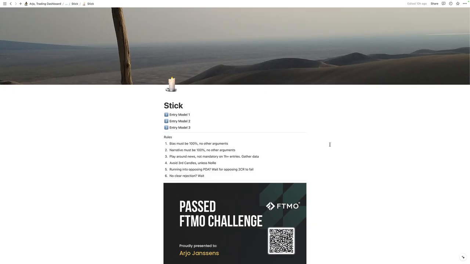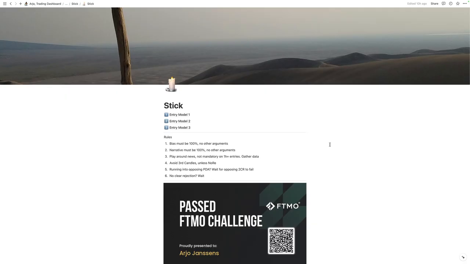Then number 2, narrative must also be 100%. No other arguments. I must be certain that we are more likely to continue higher off of that certain discount array as well. Then play around news, not mandatory on 1 hour plus entries.